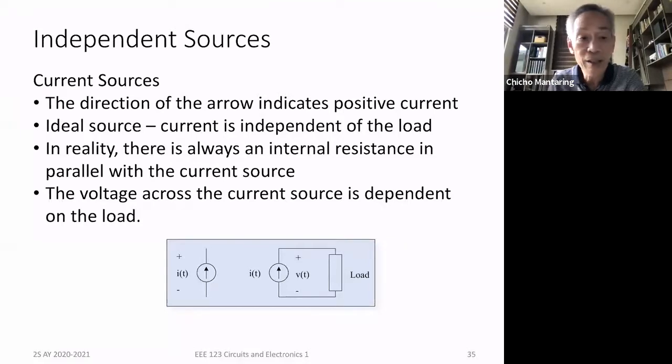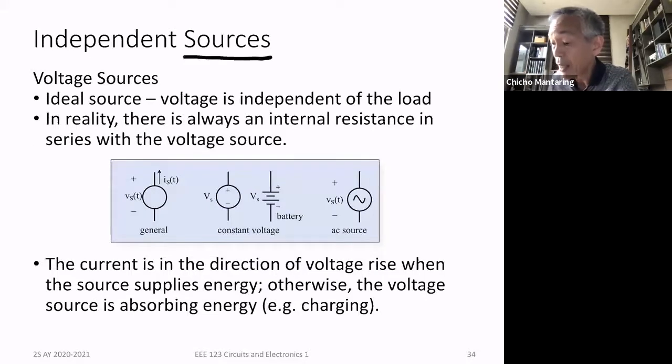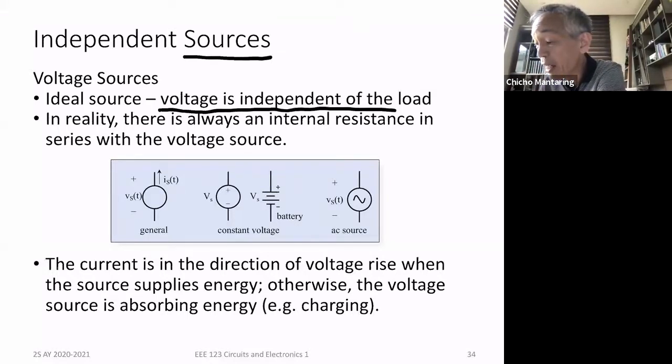Your current source, on the other hand, is a source of current, no? Simply stated. And this is the general representation of a current source. And like I said, for the voltage source, it is possible for your current source not to be constant with time. By the way, no, in an ideal voltage source, I forgot to mention this earlier, the voltage is independent of the load. Okay. In an ideal voltage source, the voltage is independent of the load.